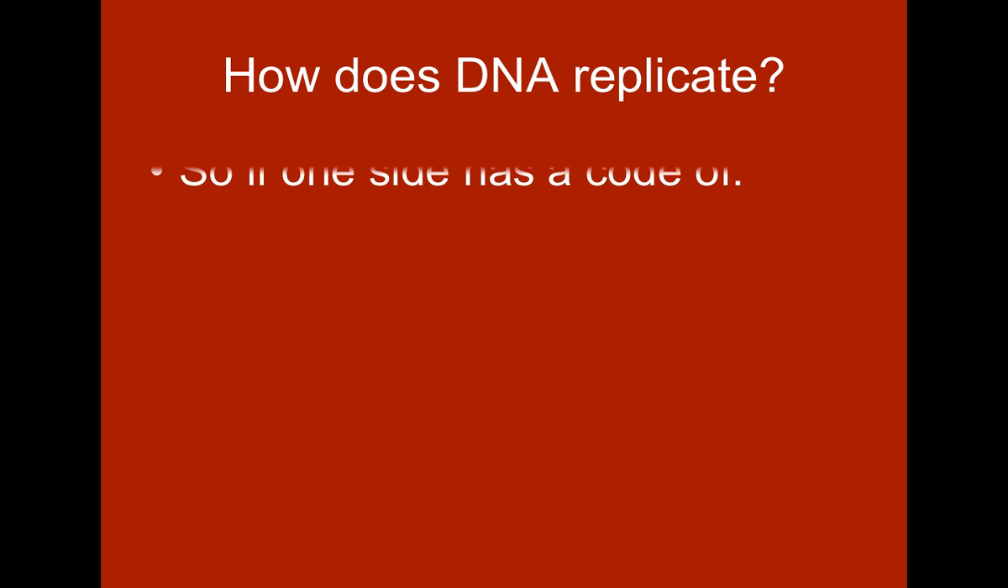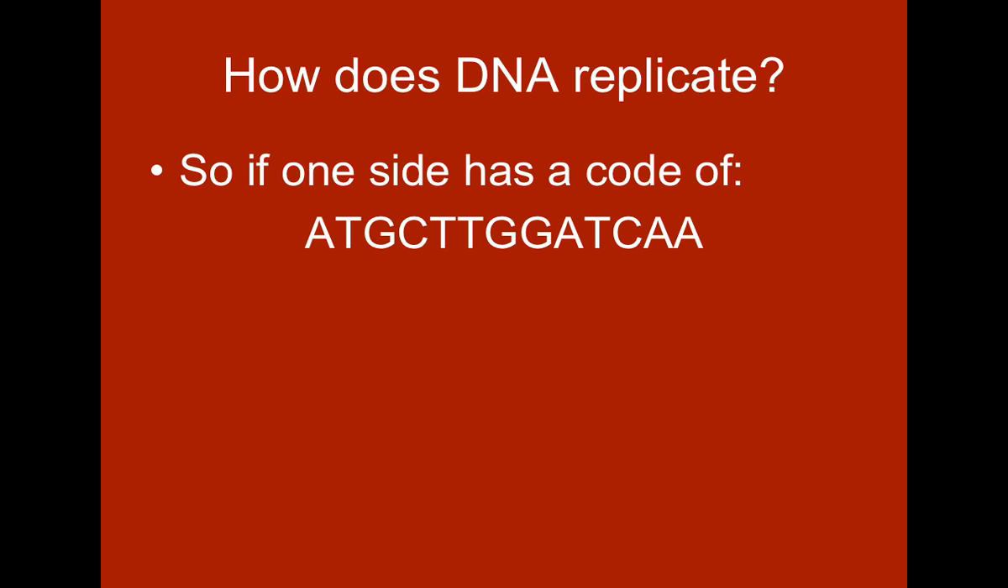So the idea is if I have one side that has a code of A, T, G, C, T, T, G, G, A, T, C, A, then I can actually create the other side. And I can do this using this pattern. So we know that the A is going to pair up with a T, and that the T is going to pair up with an A, and so on. So I want you to pause the video right now and come up with what the other side would be based on the base pairing rule.